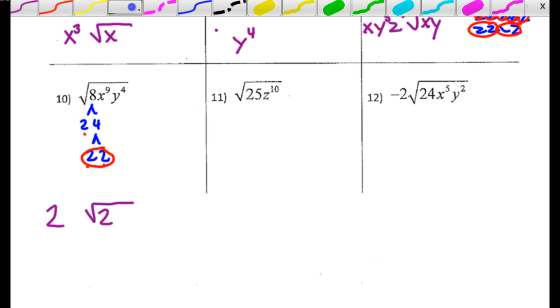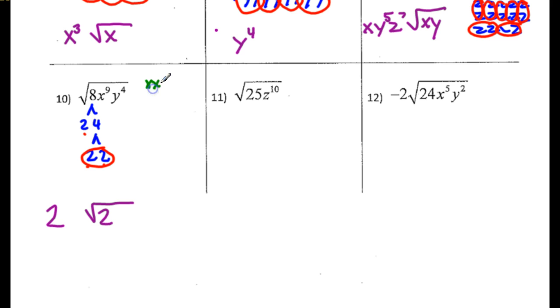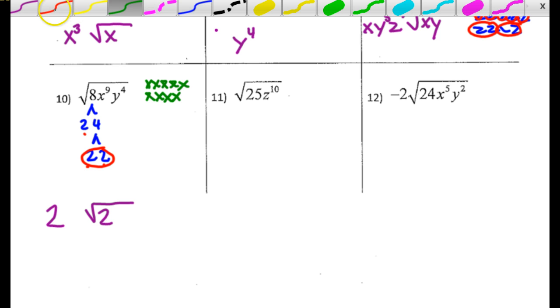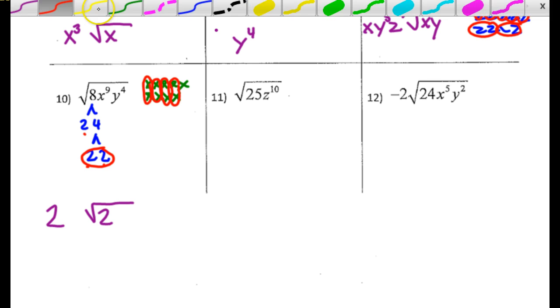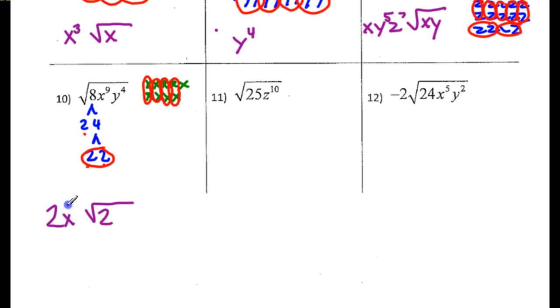Now let's go to our x. I have 9 x's. 1, 2, 3, 4, 5, 6, 7, 8, 9. So now let's see how many pairs of x's we can make. 1, 2, 3, 4. So if 4 pairs of x's came out, x comes out, but it's x to the 4th. And there's one x inside, so that stays inside.